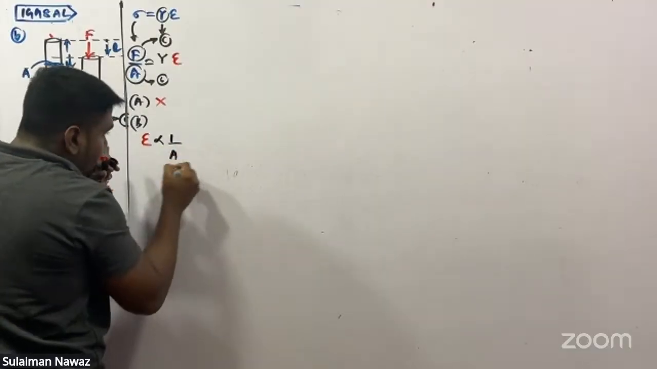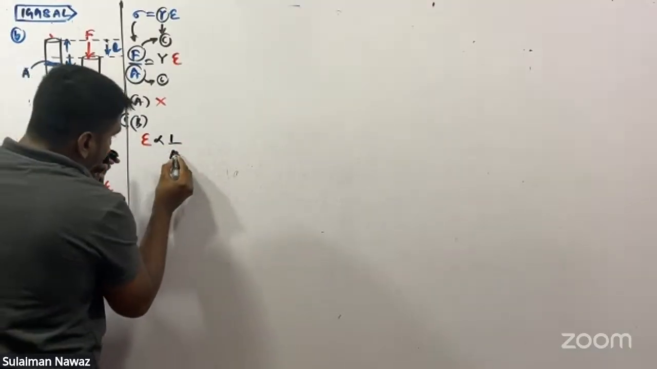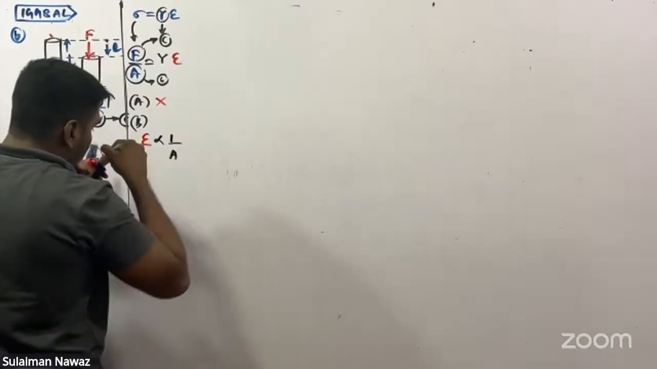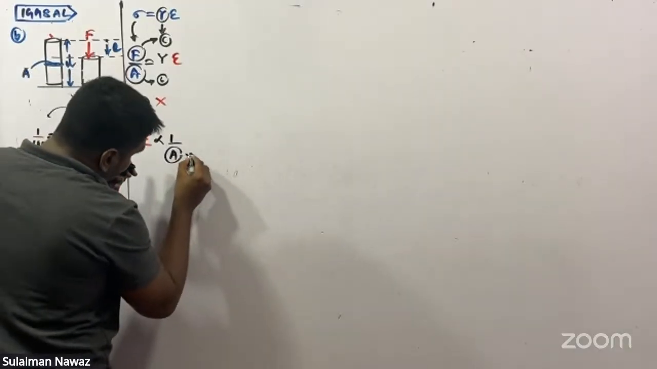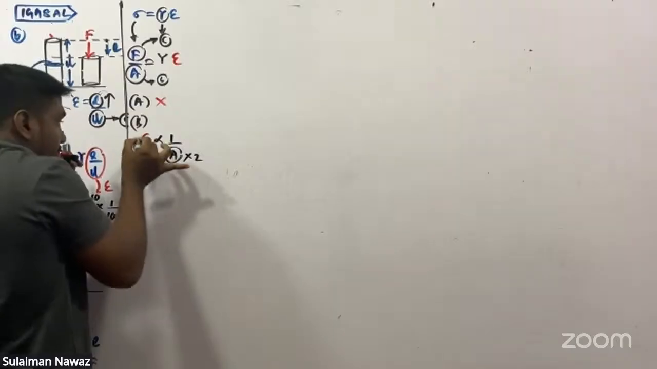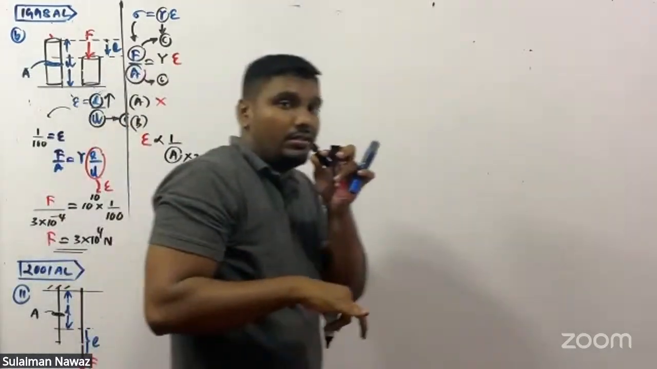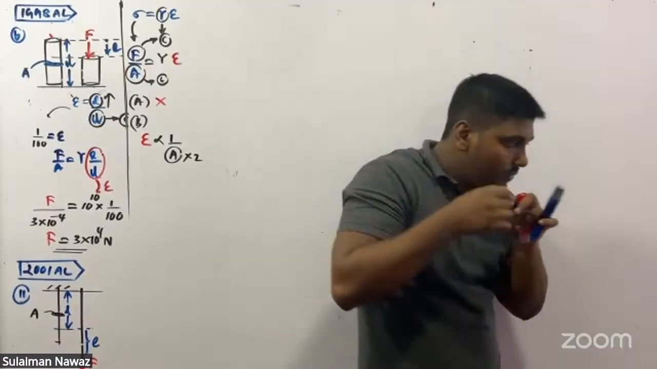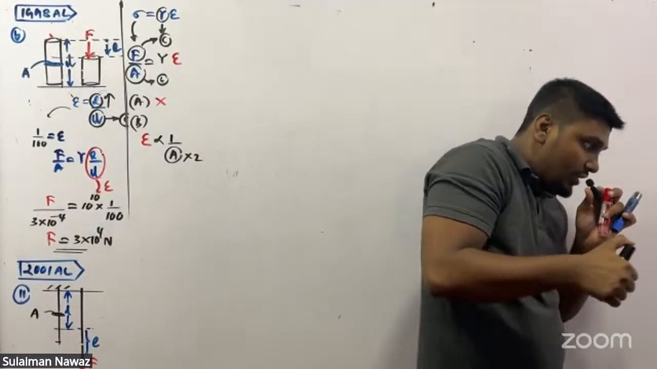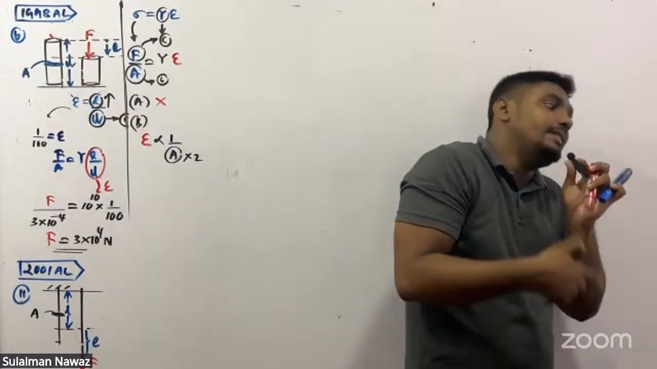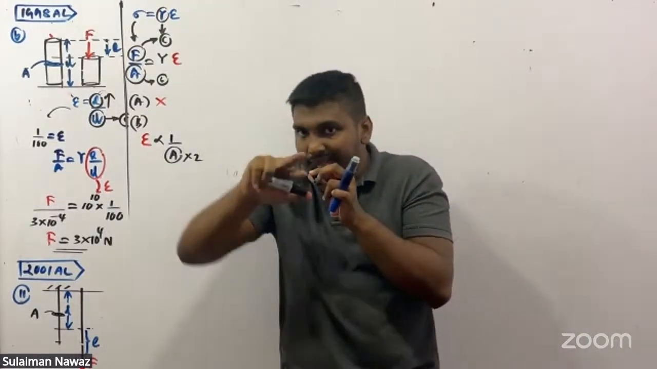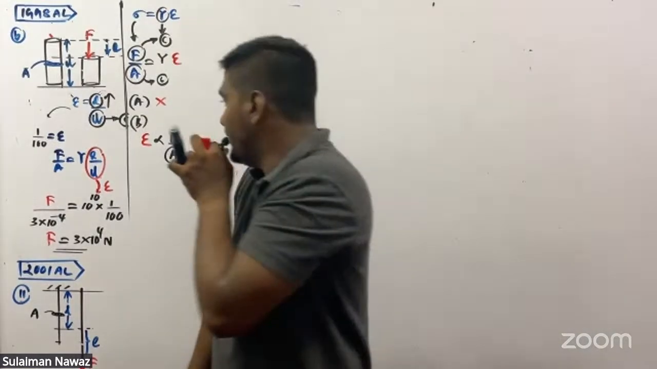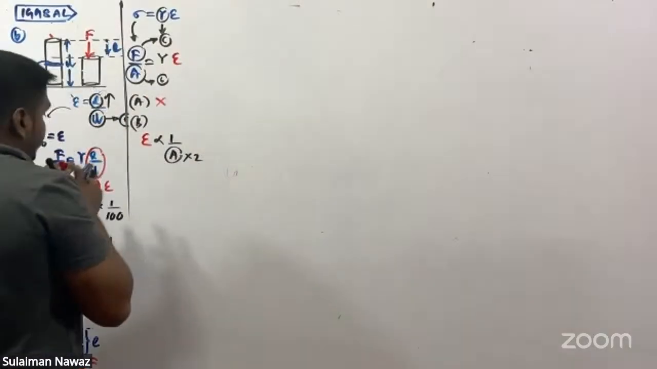So when you double the cross-sectional area, remember, your strain will become half actually, compared with the previous value. The statement that if the area of the cross-section of the wire is doubled, strain in the wire doubles, is wrong. Strain in the wire becomes half of the previous value. Statement capital B is wrong.